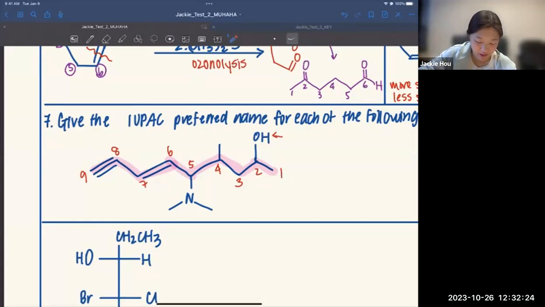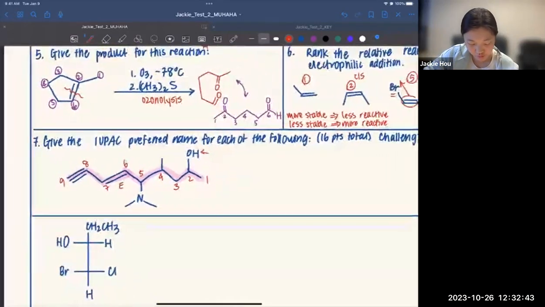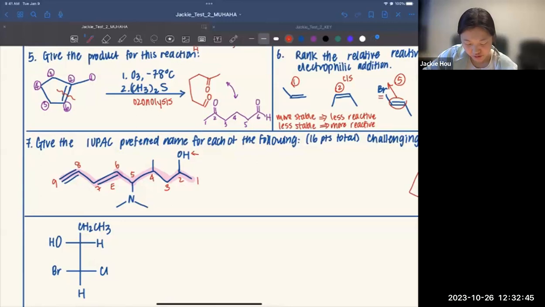So right off the bat, I can tell that this is going to be trans, right? So it's going to be E, and there are different groups on this side compared to this side, and then this side compared to that side because they're just hydrogen. So I'm just going to write a little E over here just to remind myself. And I know there aren't any R and S because there are no wedges and dashes, so I really can't determine that, right? So I'm going to start off with E.